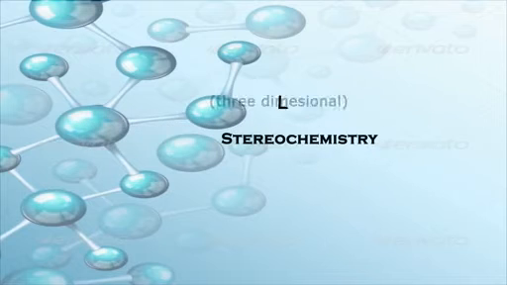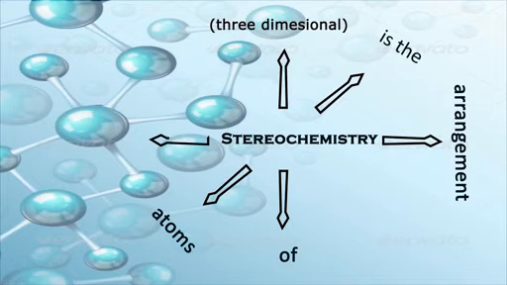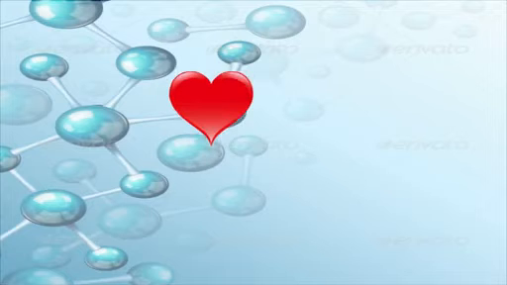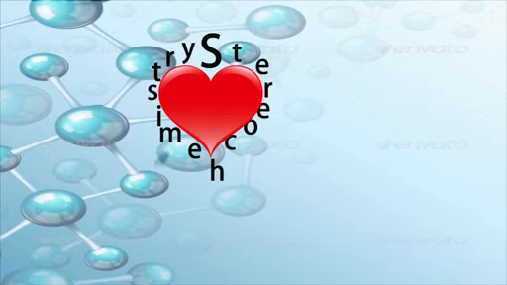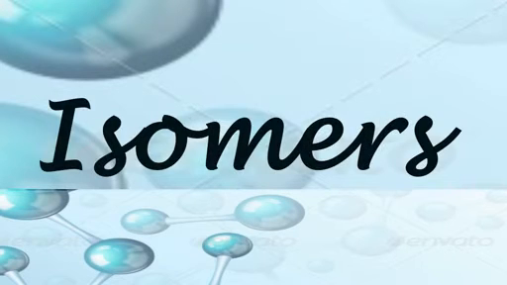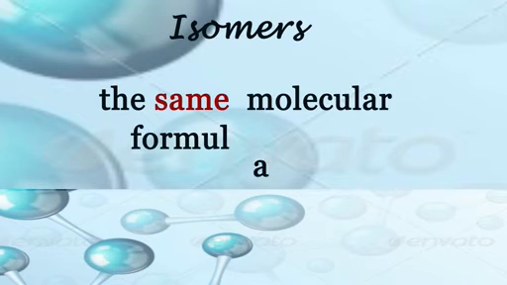Stereochemistry, the three-dimensional arrangement of atoms in space, is considered the heart of chemistry. Now we are going to talk about the most famous topic related to stereochemistry, which is isomers. Isomers have the same molecular formula but are not identical.